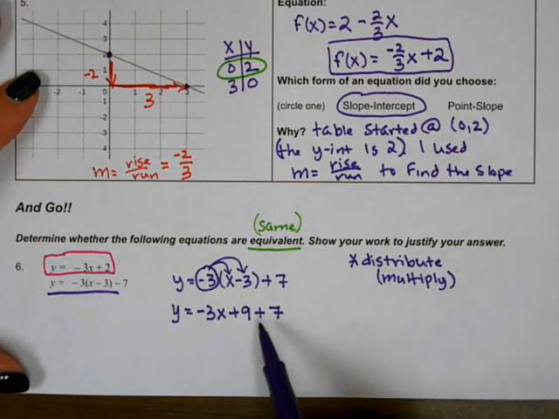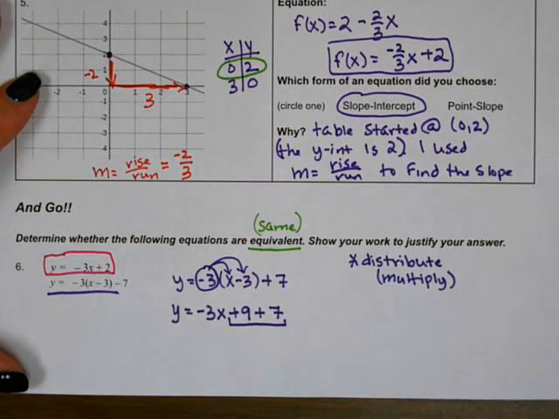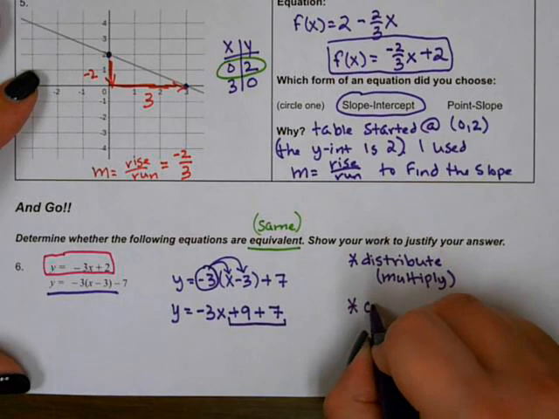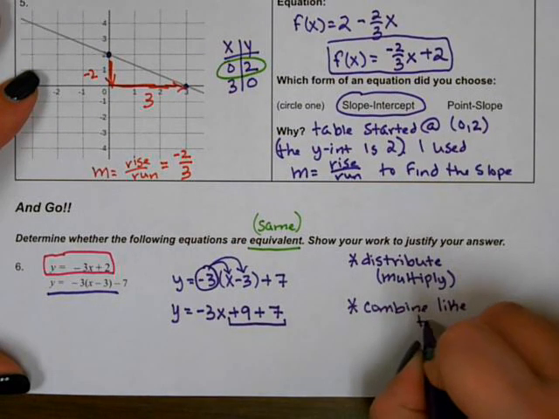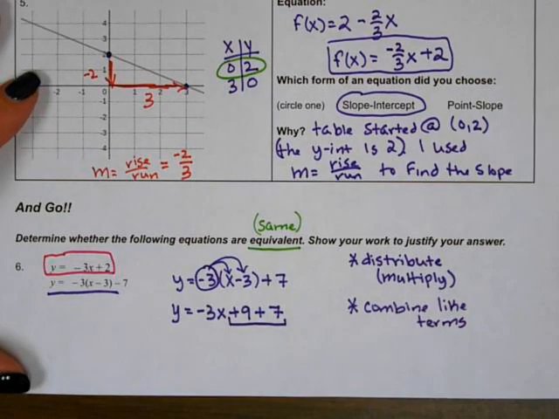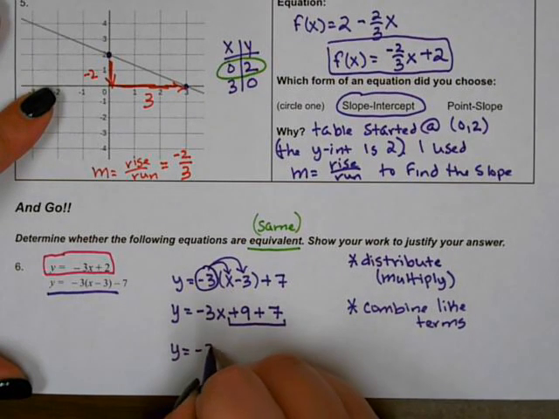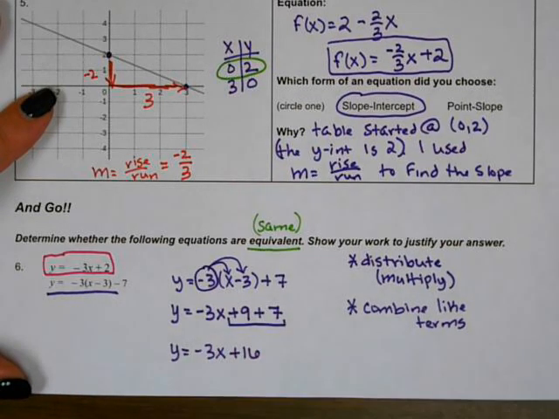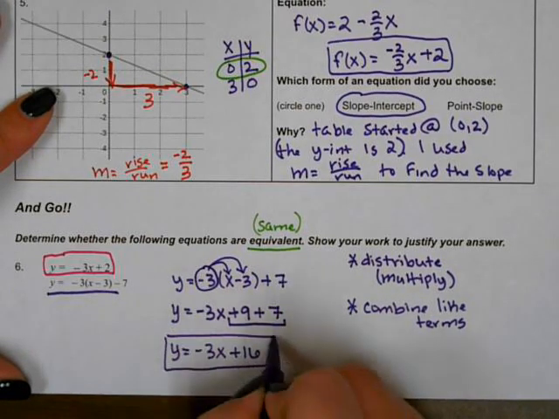Well, now when I look at this, I can see that both of these are just plain numbers. Those are constants that I can actually add together. So now I'm going to do what we call combine like terms, which really just means I'm going to add those together because I can. I know what 9 plus 7 is. I can use my calculator. So I can get y equals negative 3x plus 16. And now there's nothing else that I can do. So now this is my other equation.